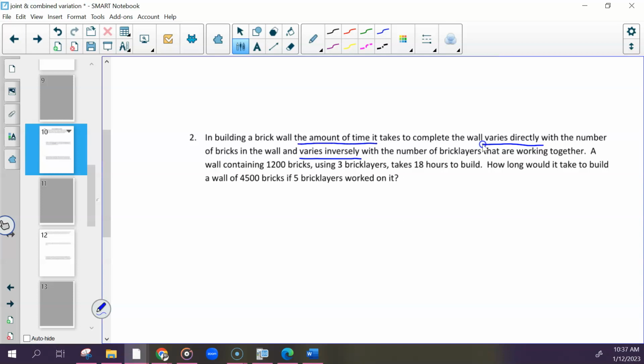Right? So as we're reading this, in building a brick wall, the amount of time it takes to complete the wall varies directly. So whatever comes first is still like your y. It doesn't have variables, so if you want to call it something else, you can. I'm just going to call it y. Varies directly with the number of bricks in the wall, so that would be like your x. So if you want to take that and start writing your equation, you can do that and then add to it later. So directly, we are putting the variables next to each other. It needs a k, so y equals kx.